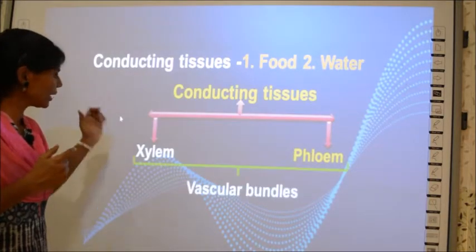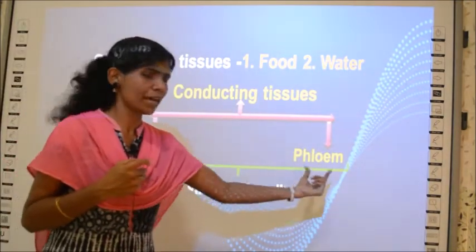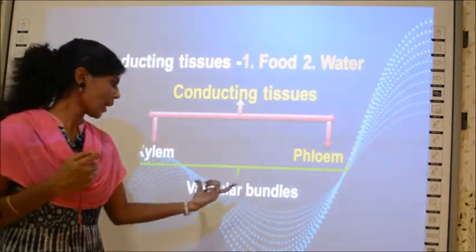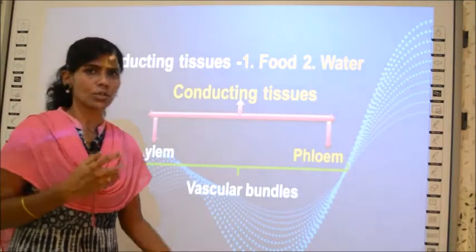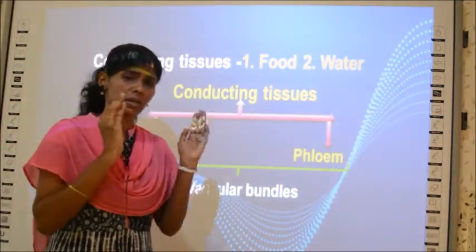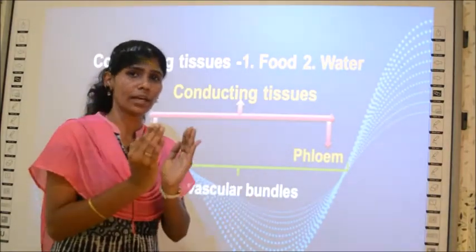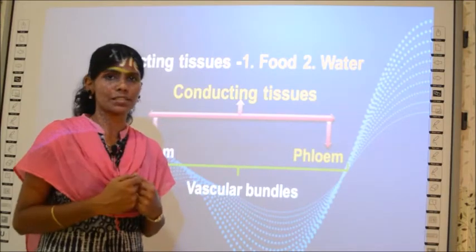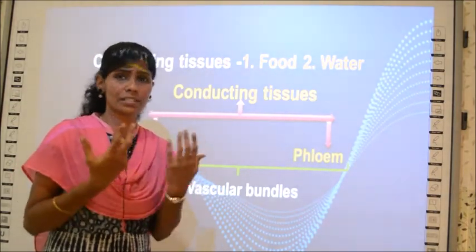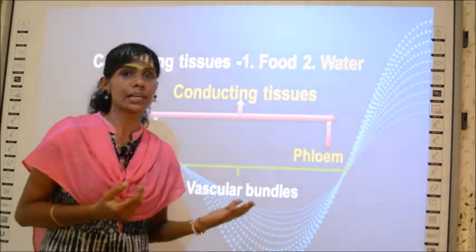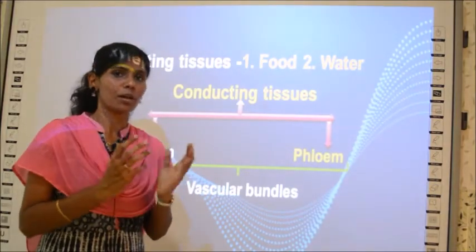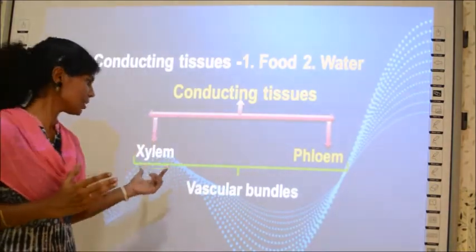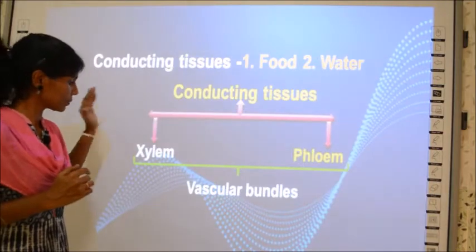And now together this xylem and phloem is called vascular bundles. When you put xylem and phloem together, you have a special term called vascular bundles. So, what is a vascular bundle? Vascular bundle is equal to xylem plus phloem. You call this xylem and phloem by the term vascular bundle.